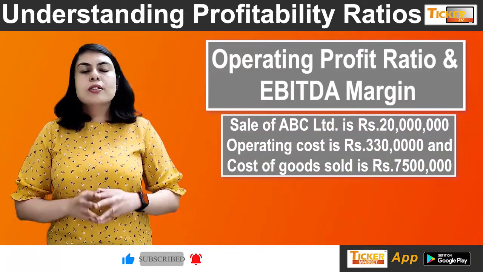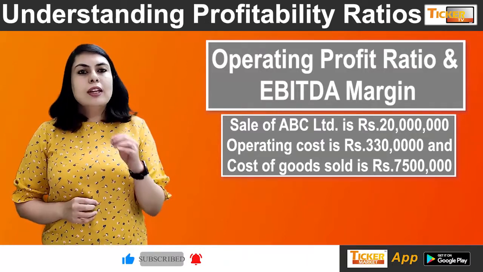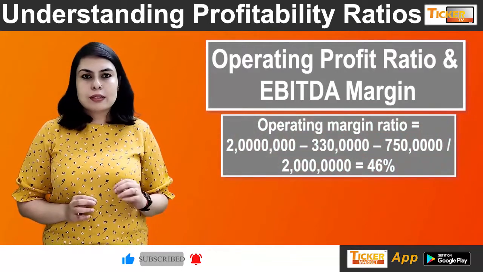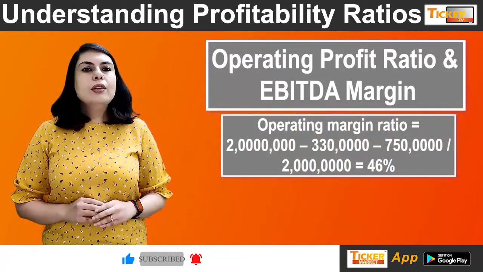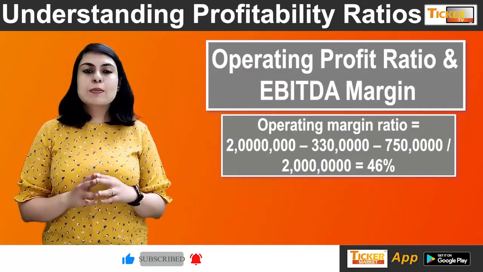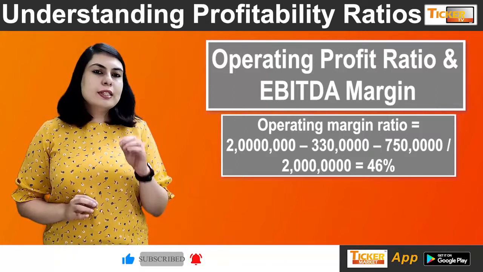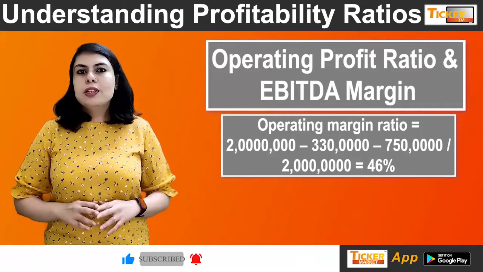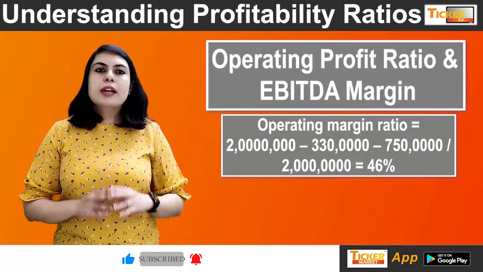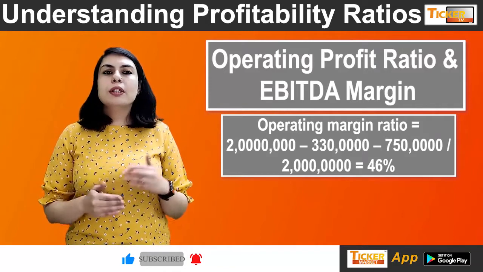The operating cost is 33 lakhs and the cost of goods sold is 75 lakhs. Now if we calculate with the above formula, we are getting a figure of 46%. Now from the calculation, it can be concluded that the company earns 46% before taxes and interest for every rupee of its sales value. A higher operating margin ratio is beneficial for the organization. It signifies that a greater proportion of the revenue of the company is converted into operating income.